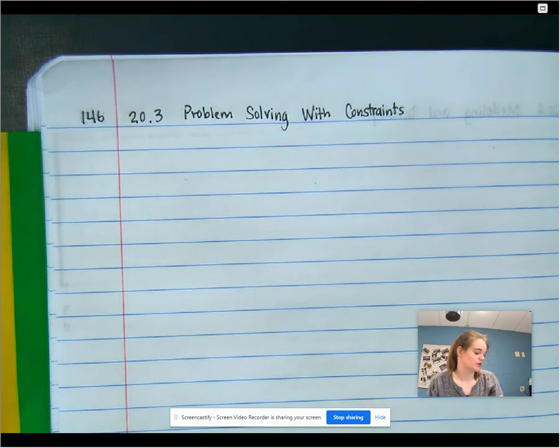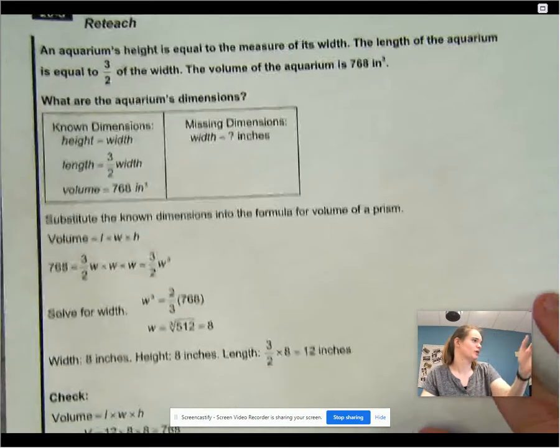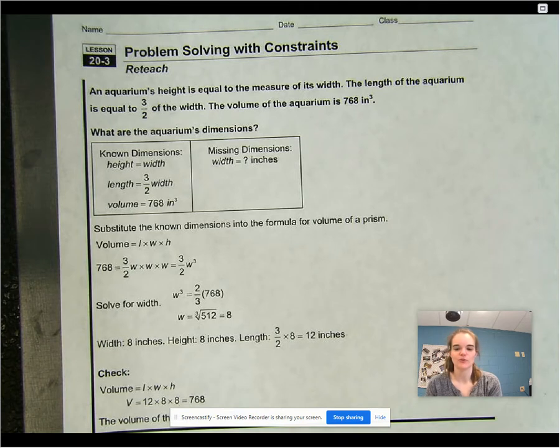Problem solving with constraints. And just like before, we have a page that goes with this and a problem already worked out for us. So here we have an aquarium's height is equal to the measure of its width. The length of the aquarium is equal to 3/2 of the width. The volume of the aquarium is 768 inches cubed. What are the aquarium's dimensions?